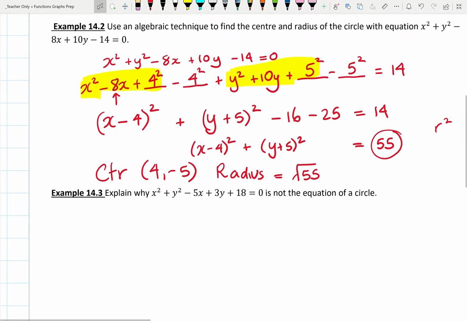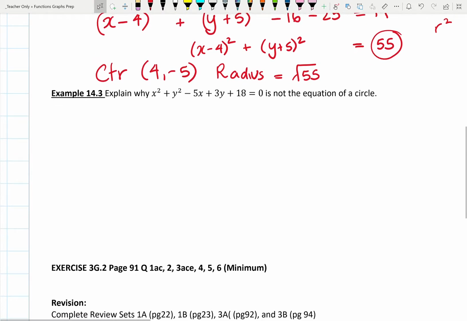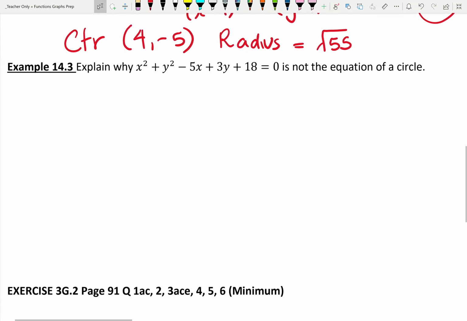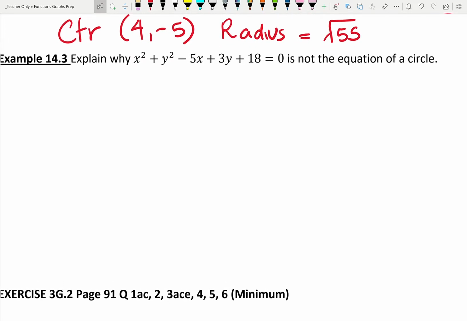Last example, 14.3: explain why x² + y² - 5x + 3y + 18 = 0 is not the equation of a circle. So to do that, we need to complete the square on x and y and turn it into the equation of a circle and see what the problem is. And we're going to have a look at that in the next video.